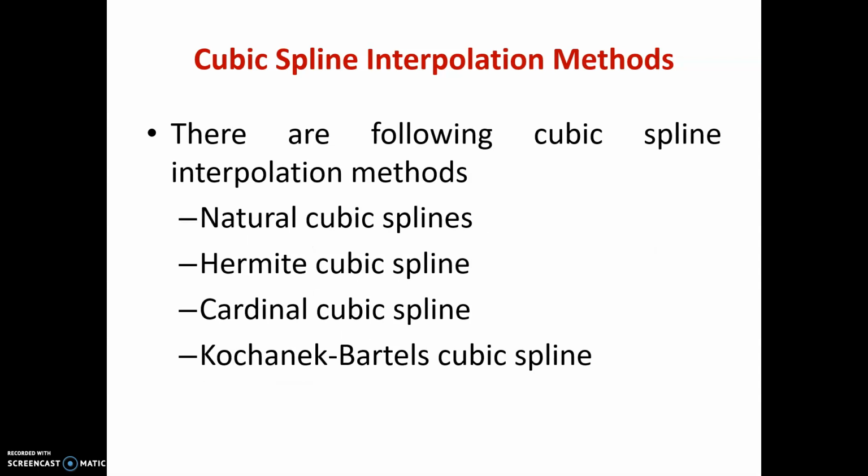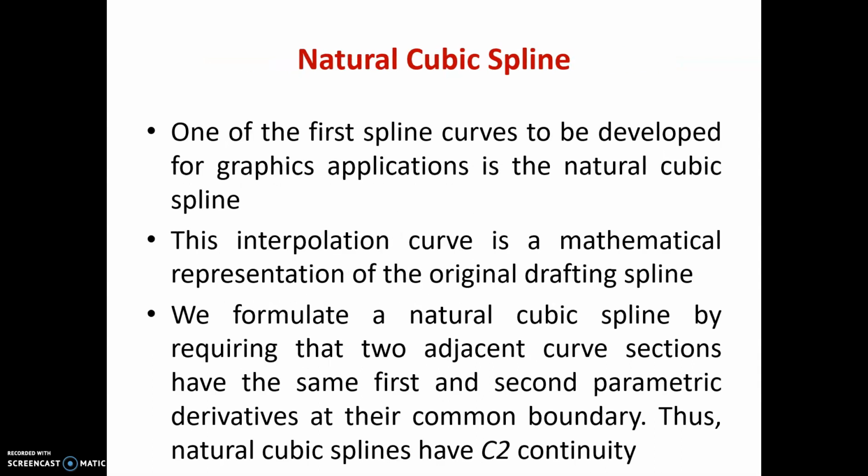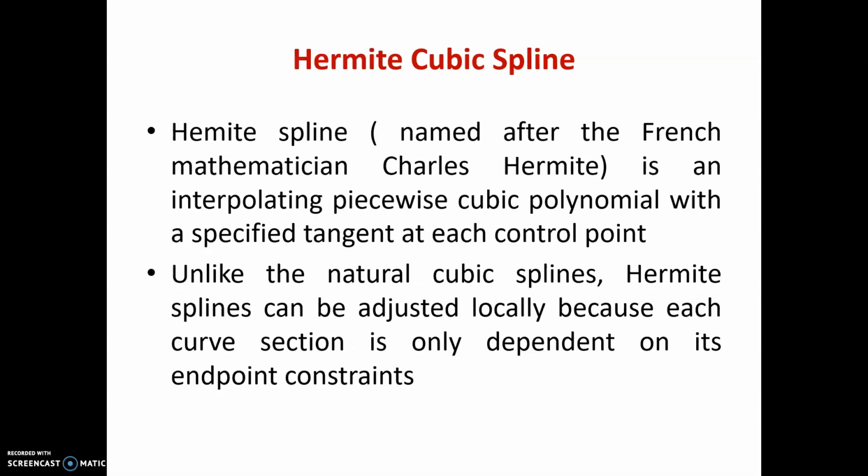Now there are the following cubic spline interpolation methods: natural cubic, Hermite cubic, cardinal cubic, Kochanek-Bartels cubic. First one, natural cubic spline. One of the first spline curves to be developed for graphics applications is the natural cubic spline. This interpolation curve is a mathematical representation of the original drafting spline. We can formulate a natural cubic spline by requiring that two adjacent curve sections have the same first and second parametric derivatives at their common boundary. Thus, the natural cubic splines have C2 continuity.